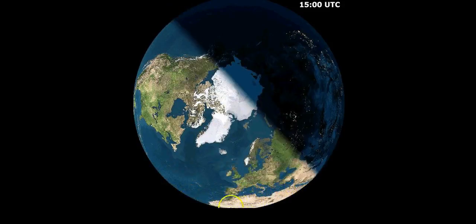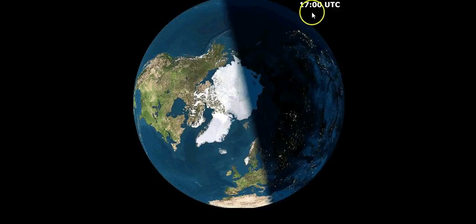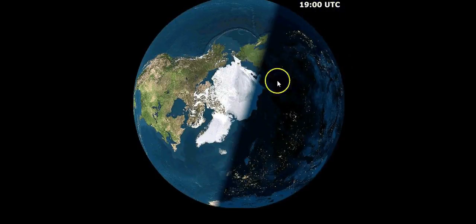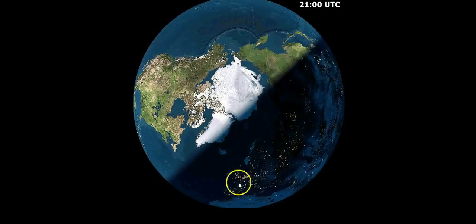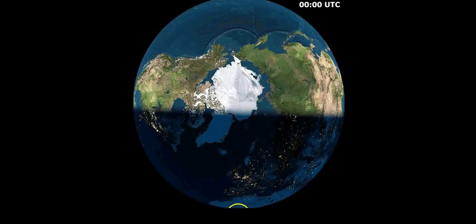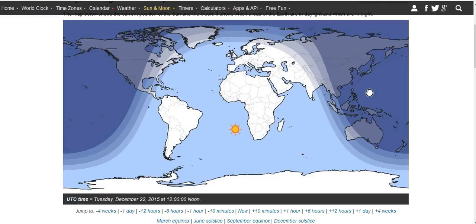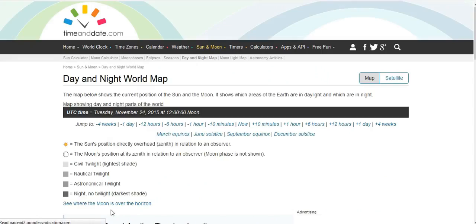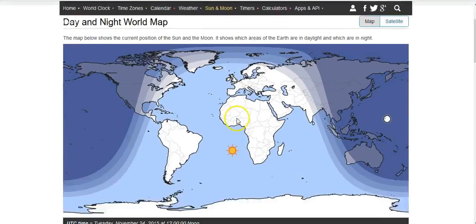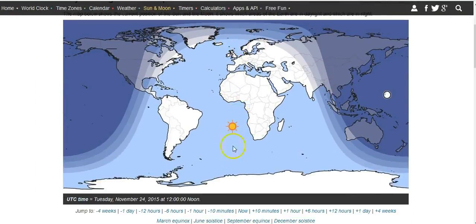This is Africa right here. At 12 p.m. Universal Time, the sun will line up with Africa. It always lines up with Africa at 12 p.m. Universal Time. To prove this, we can go to timeanddate.com and go to 12 noon Universal Time any day of the year. This is December 22nd here, but we can go back 4 weeks, and it doesn't matter what day it is. At 12 noon, it's going to show the sun will line up with Africa.